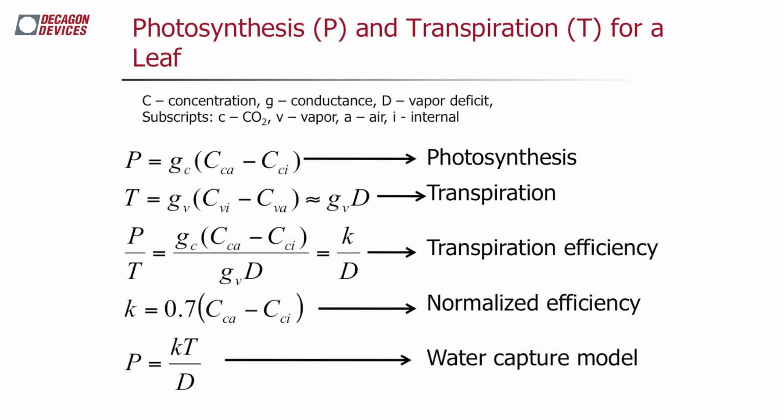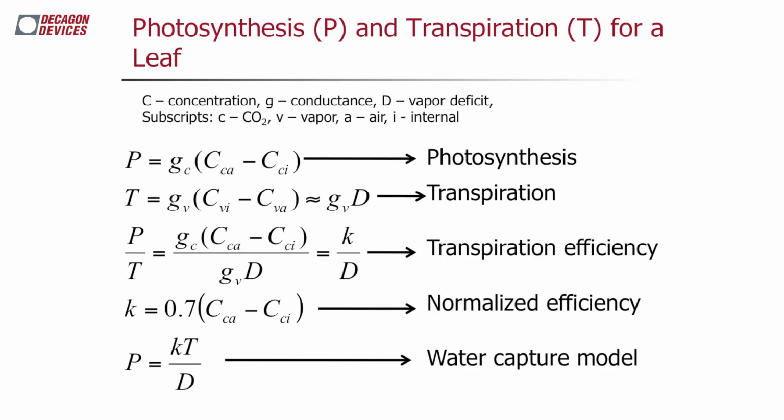And since we know that they actually move in concert, we can combine those together to give us what we call a transpiration efficiency. And if we work through the math on that, that eventually gets down to this K value, which is our normalized efficiency, divided by our vapor deficit.